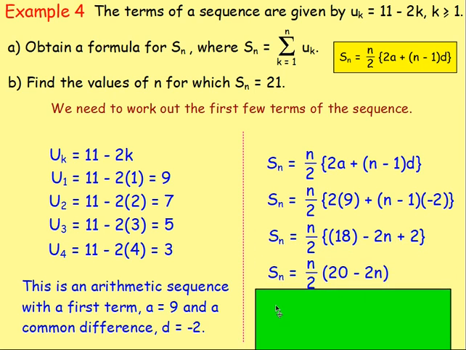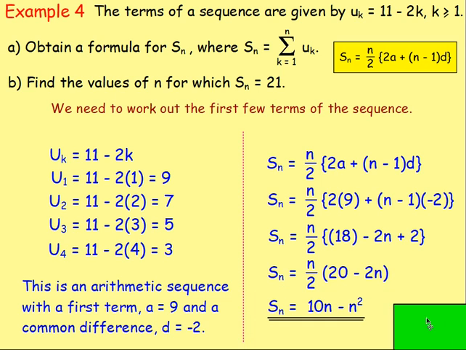Simplify that, and you end up getting down to 10n take away n squared. All you're doing from that line to this line is taking out 2 as a common factor. So you've got 2n over 2 brackets, and if you take out 2, you'd be left with 10 take away n. Cancel the 2 from the top and the bottom, then multiply the brackets out, and you get 10n minus n squared. So that is a formula for Sn.